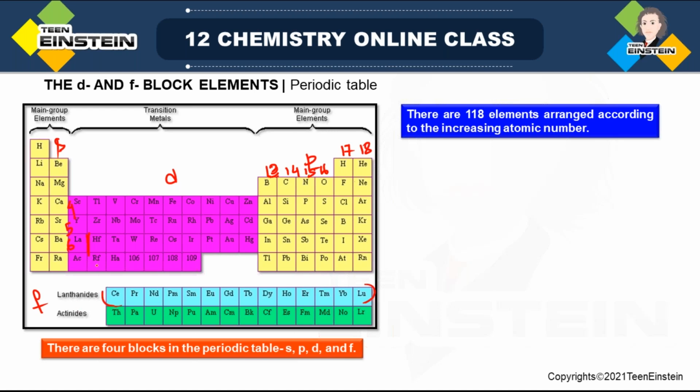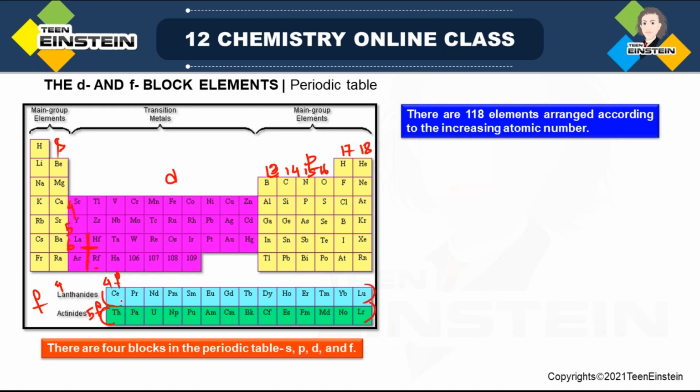And after actinium, it is not directly rutherfordium. In between Ac and Rf, there are all these 14 elements, which are also part of F block, starting from thorium up to lawrencium. So only in the 4th and 5th period there are no F block elements, but in between La and Hf there is the 4F block, that is this one, and then the 5F block.